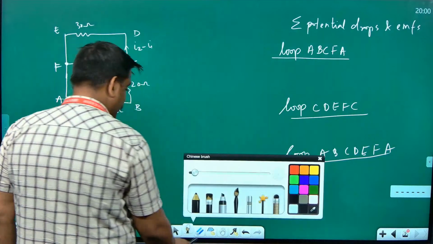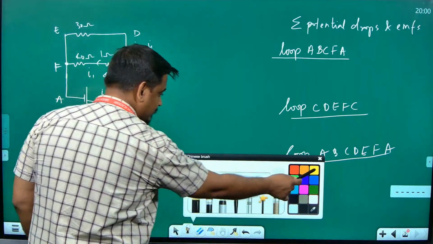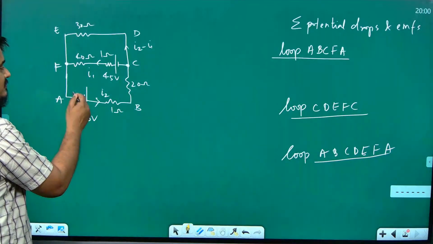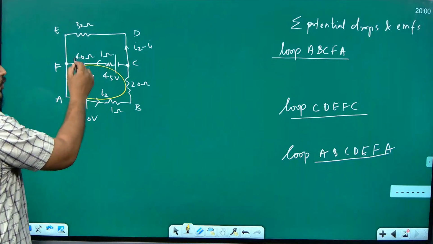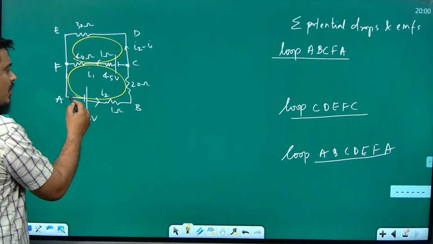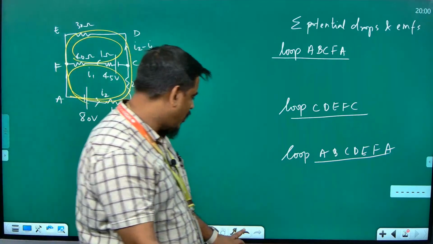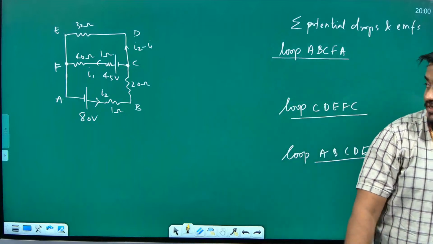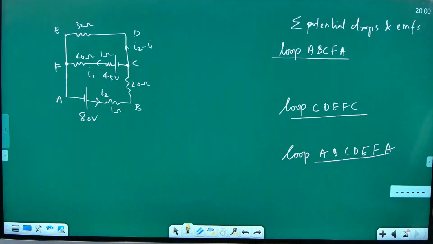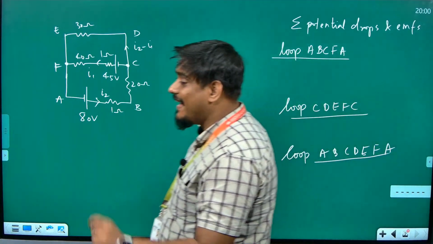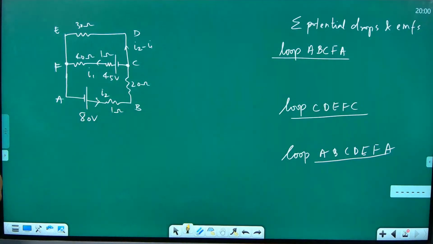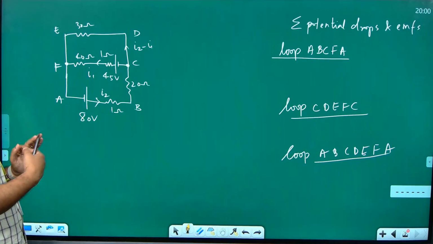One loop is this one, one loop is this one, or the bigger one. Do you agree with me? All 3 loops are quite possible. First you understood what is the meaning of loop. Now, in any loop, what you should be careful about is 2 quantities. One quantity is the EMF, another quantity is the direction of current.